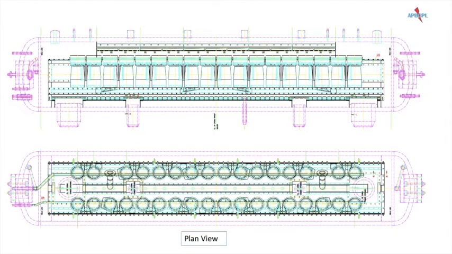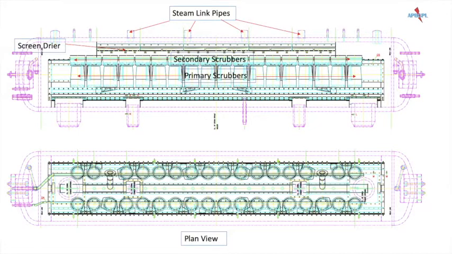The primary objective of the steam drum is to permit separation of the steam from the steam-water mixture and house the dry steam. The primary scrubbers, secondary scrubbers and the screen dryers are used to separate water droplets from steam. The separated dry saturated steam leaves the steam drum through saturated steam link pipes.